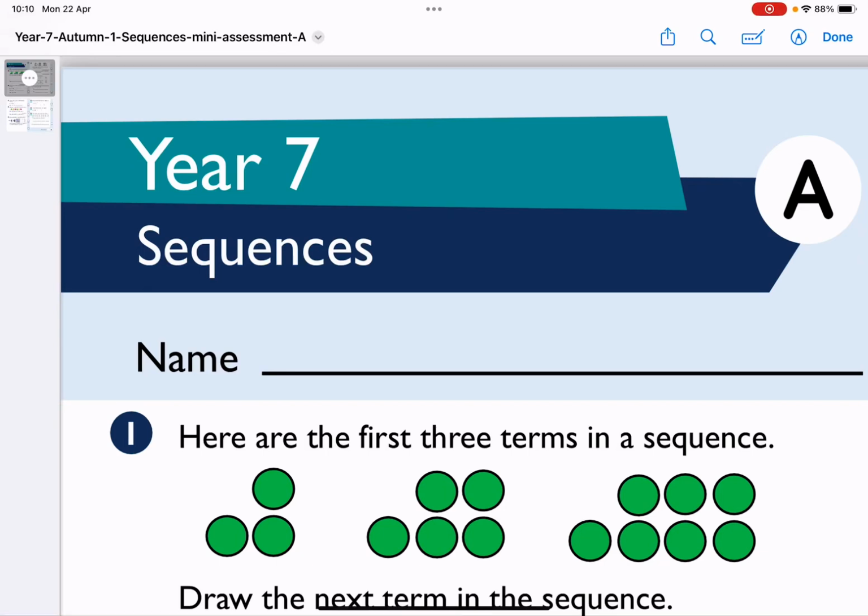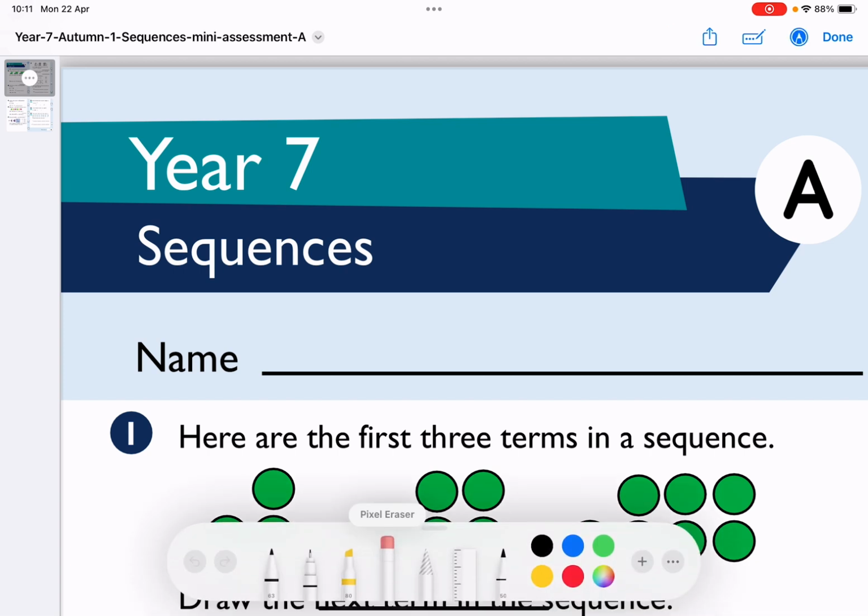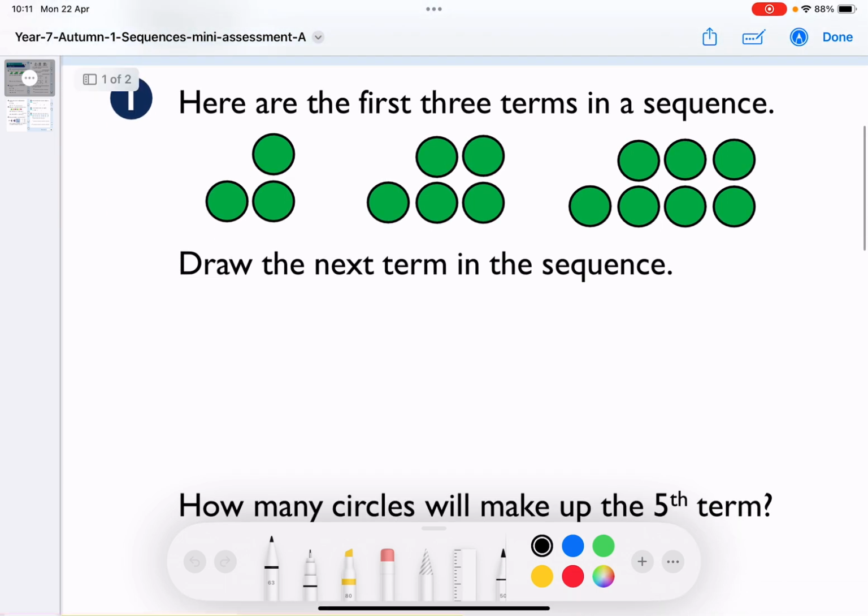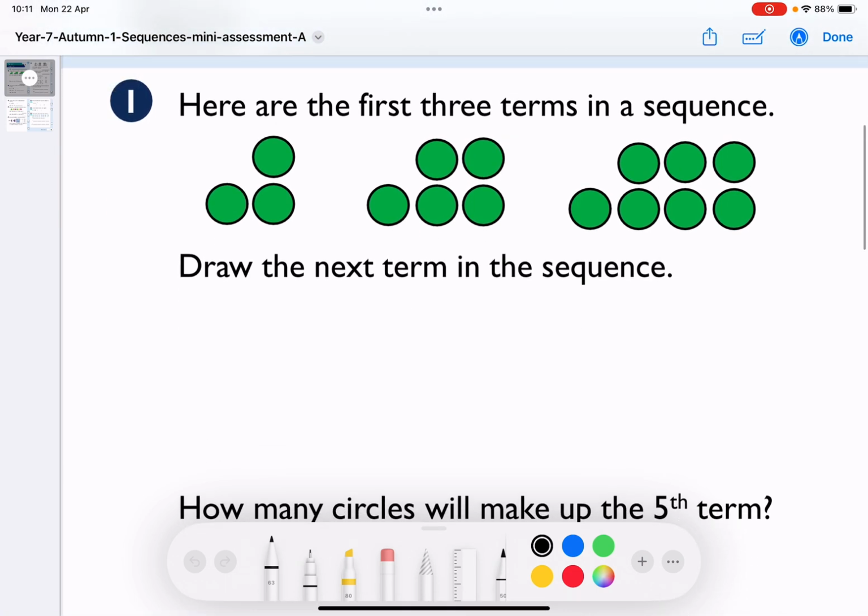I'm going to go back over the tests, and the first topic that we did in year 7 was sequences. So I'm just going to do 5 questions. First one on sequences. So what have we got? Get my pencil. So here we go. So sequences. A sequence is basically working out what comes next.